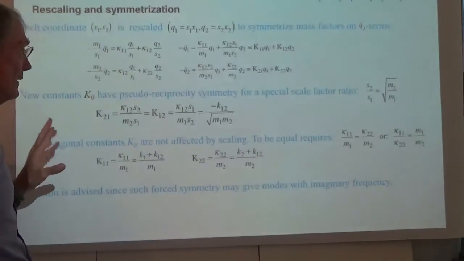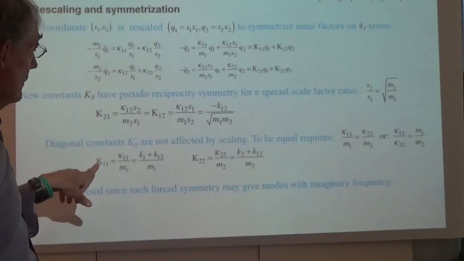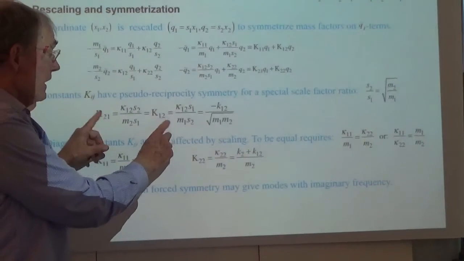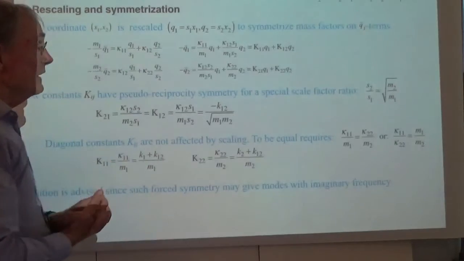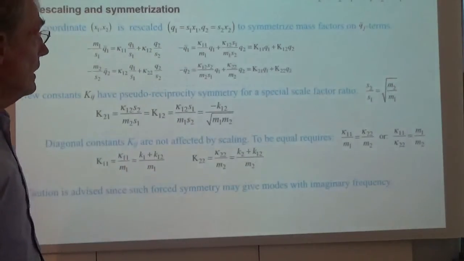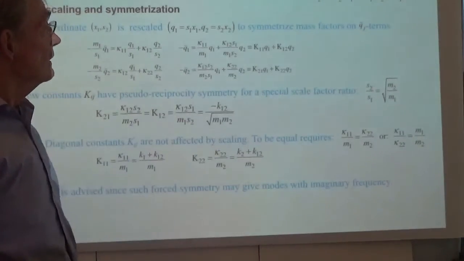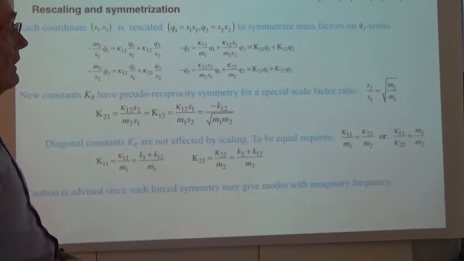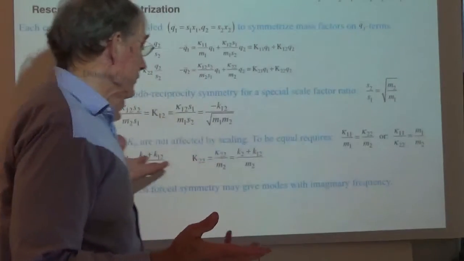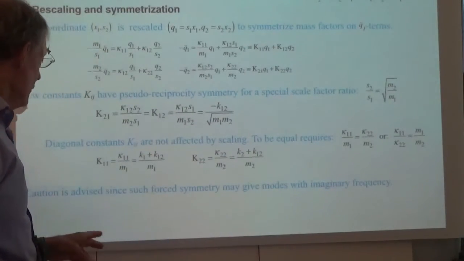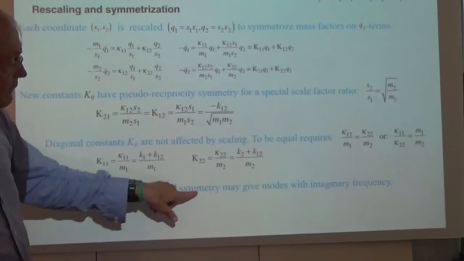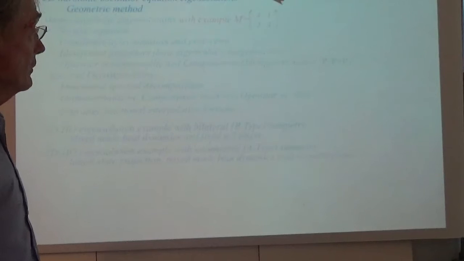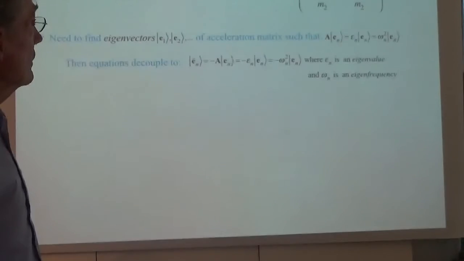You have to be careful about this thing, but when you get done with it, you'll have a symmetric matrix that has both of the masses in there, sort of the golden mean of the two masses figures underneath a queer kind of K constant that involves the masses as well. So, I say caution is advised since force symmetry may give modes with imaginary frequency. You know that it's not physical. But when it does work, it's kind of neat.